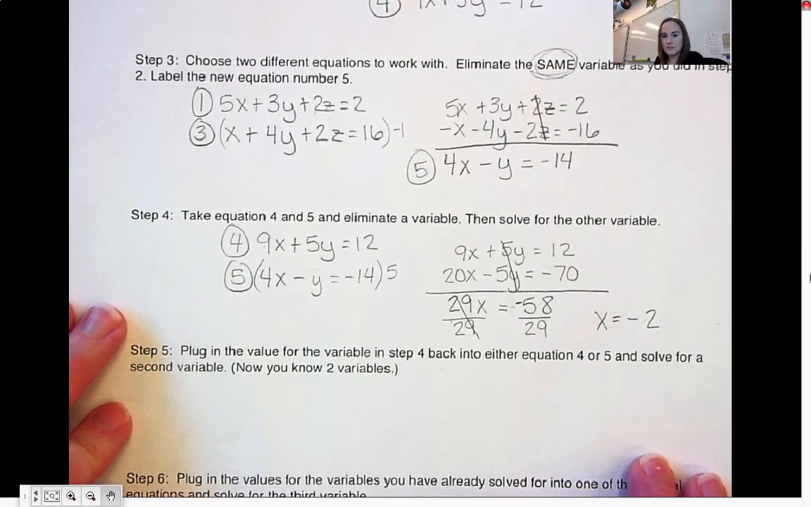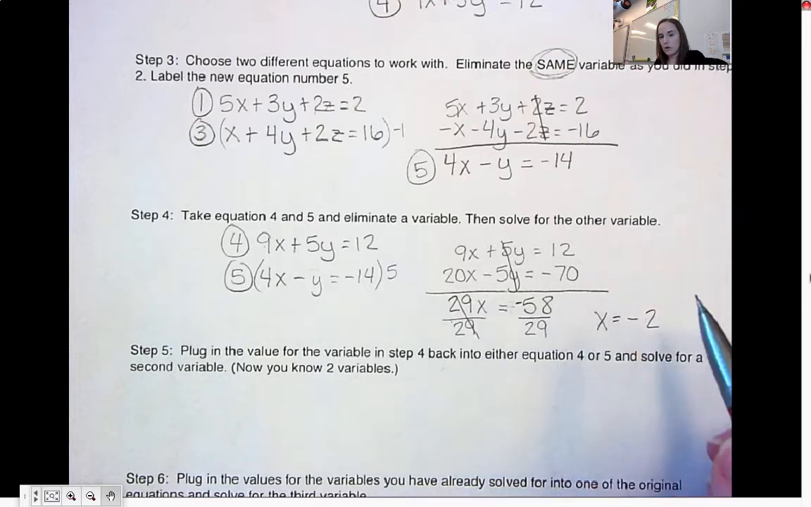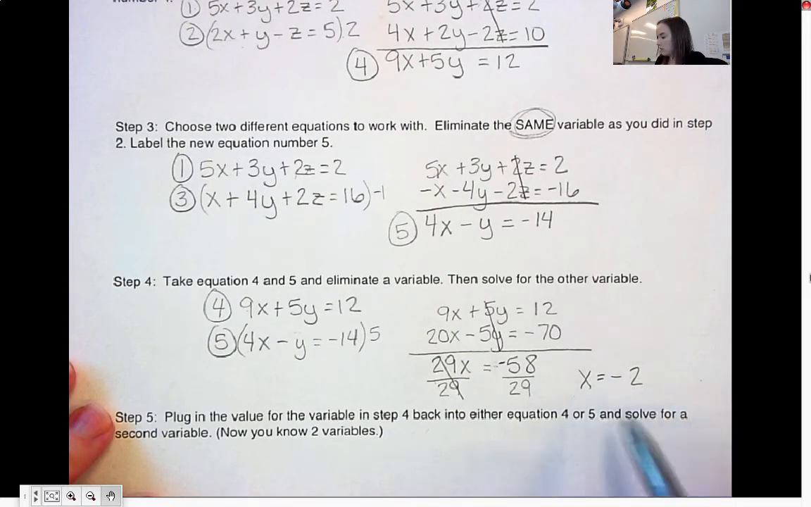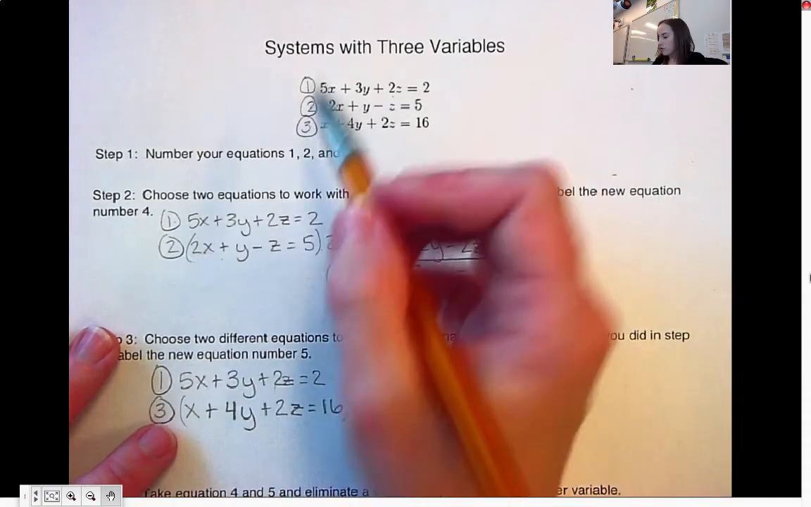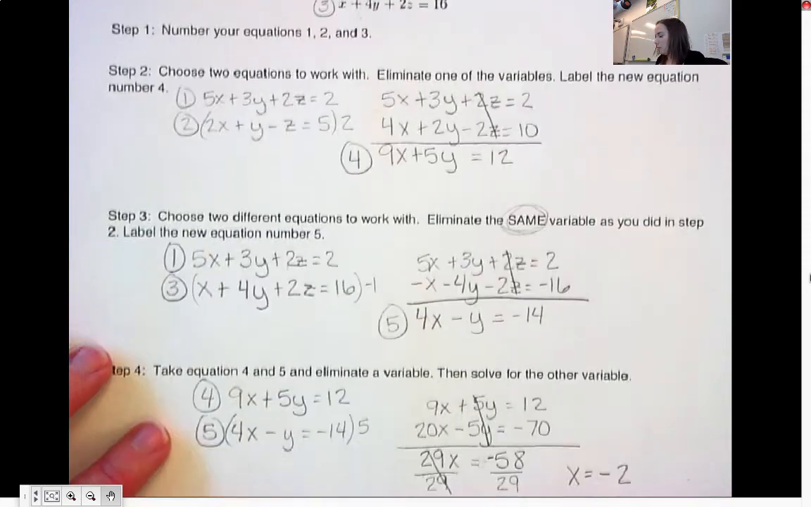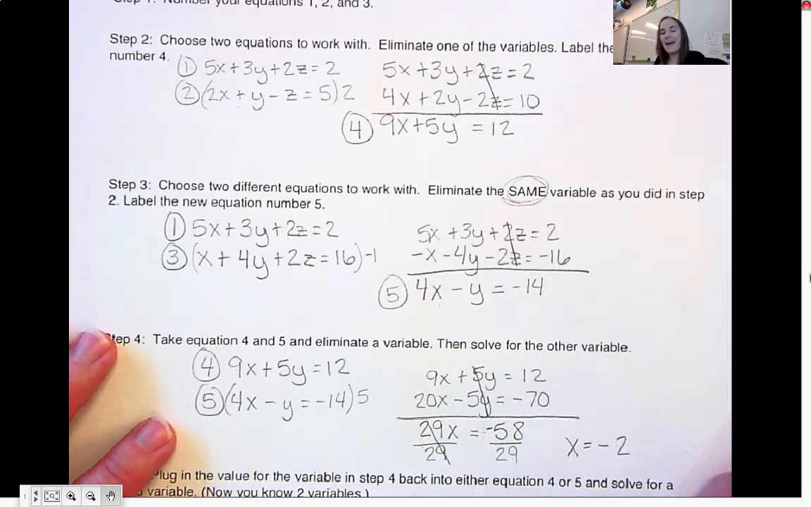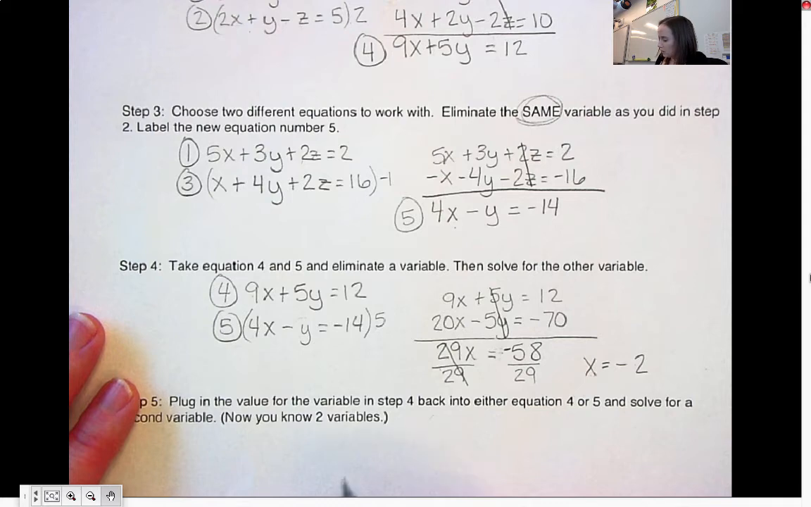Now that we know what x is, you can plug it back in, but you can only plug it back into either equation number 4 or equation number 5. If you tried to plug x in for one of the first 3, you still have y and z that you don't know. So you would still have 2 variables and you wouldn't be able to solve for both of them. So put it back into either equation number 4 or 5 where you only have 2 variables so you can solve for the other one. So we're going to plug it in. I'm going to go ahead and plug it into equation number 5.